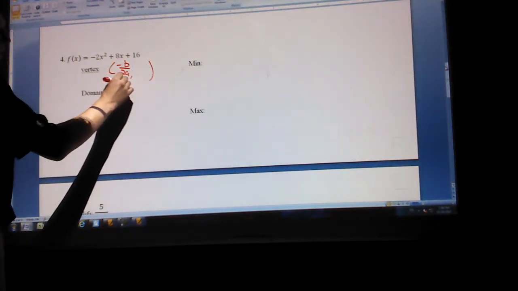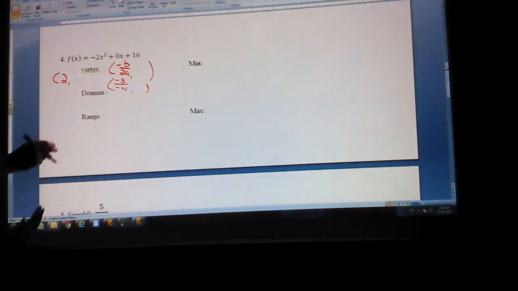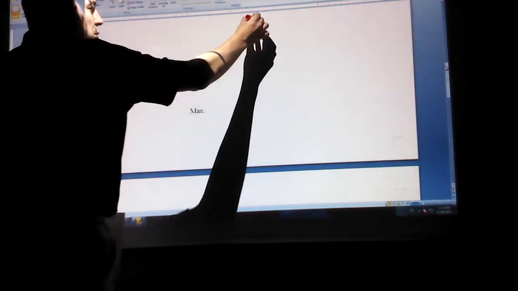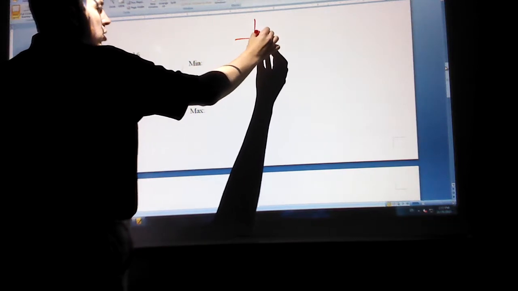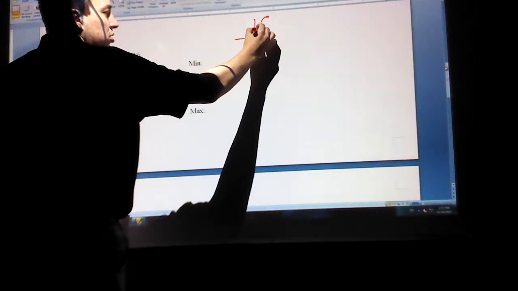Negative b, that's negative 8 over negative 4, which is 2. Vertex is 2. You plug 2 in, and I believe you get 24. Vertex is (2, 24). If I wanted to graph this, I can make a quick sketch. (2, 24) is up here, and it is going down. So there's a quick sketch.